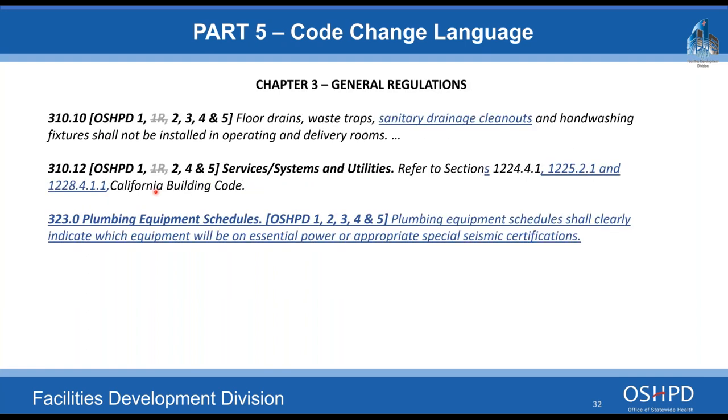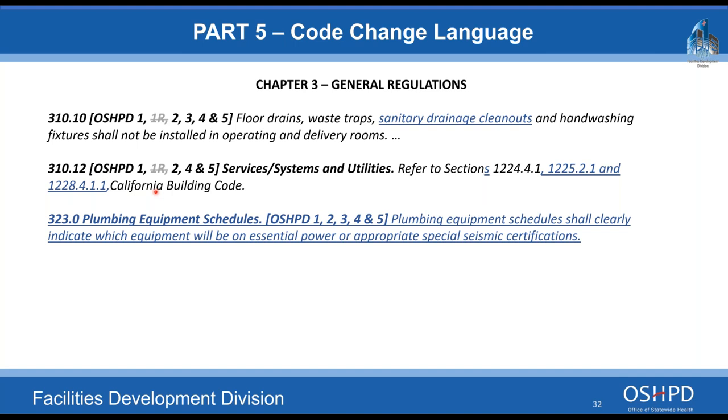Okay. Floor drains, waste traps, and we add here sanitary drainage cleanouts. We add that to the prohibition for operating and delivery rooms. So we don't want cleanouts in these spaces. Actually, I don't think I've ever seen one, maybe just once proposed. So 310.12, once again, we're just making sure we're correlating correctly to the building code.